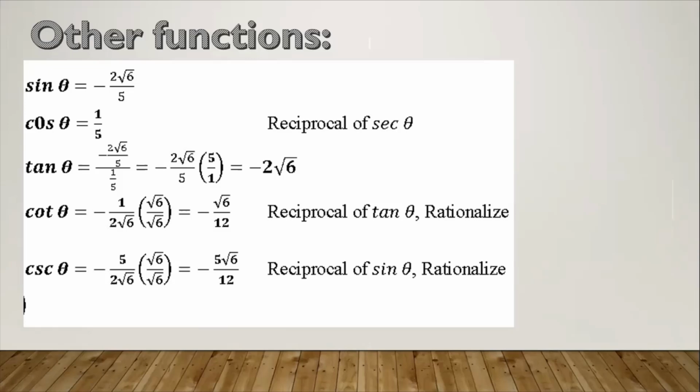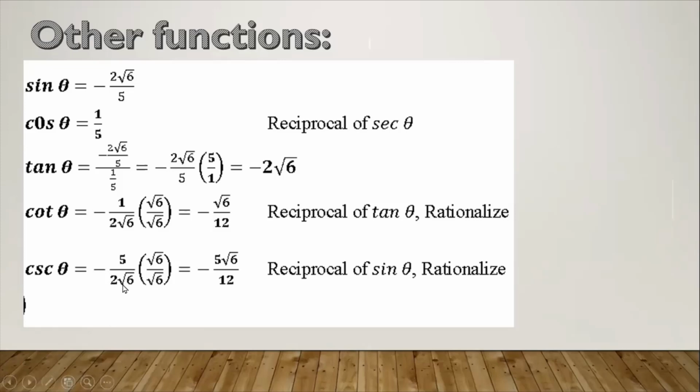We rationalize it since our denominator has a radical form. And that is equal to negative square root of 6 over 12 for the cotangent theta. For our cosecant theta, the reciprocal of our sine theta, that's negative 5 over 2 square root of 6. Then we rationalize it because the denominator, again, as you can see there, has a radical symbol.